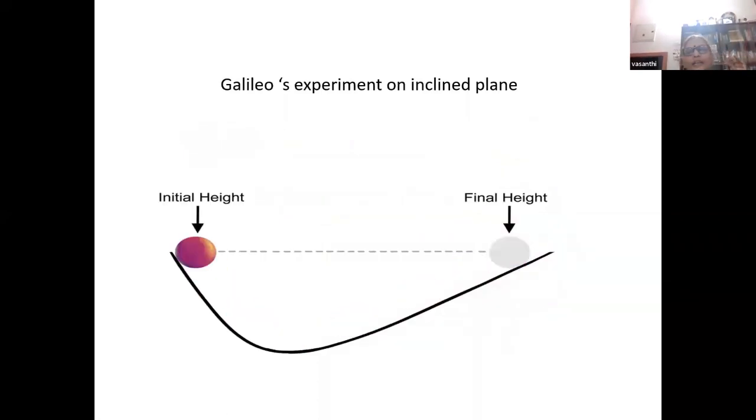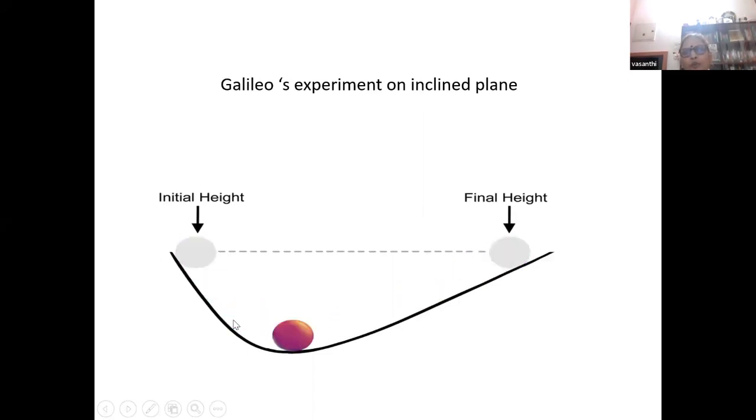And you know that the idea of inertia was first thought of only by Galileo. So he made that interesting. This you have to share with your children. So he made several experiments with an inclined plane.